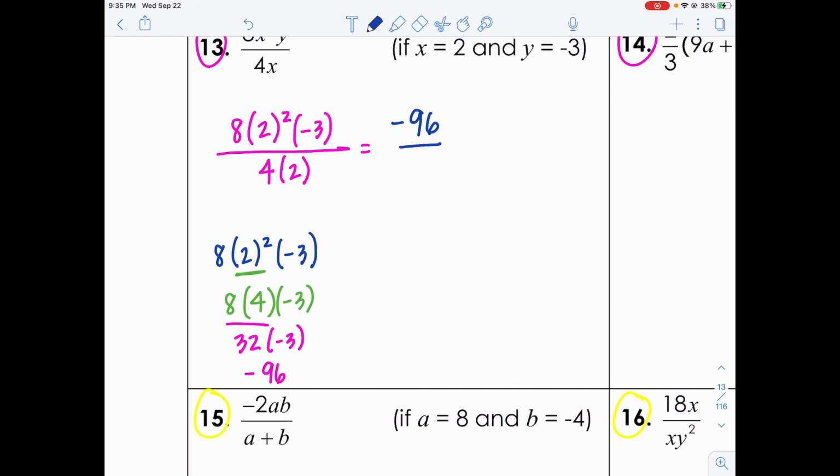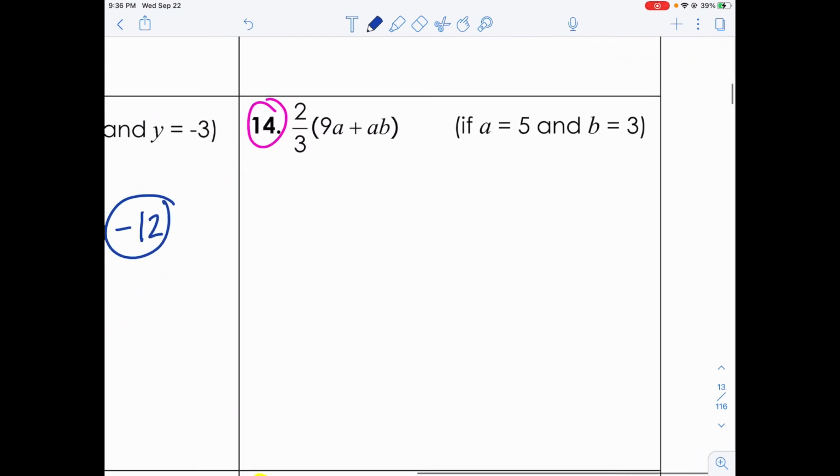Now I'm going to go ahead and simplify the bottom. I'm rewriting it down here just so I can see my work. Luckily, this simplifies pretty quickly for me. 4 times 2, there's only one operation. 4 times 2 is 8. So 8 is what goes on the bottom. So this is now a negative 96 divided by a positive 8. And a negative 96 divided by 8 gives me a negative 12.